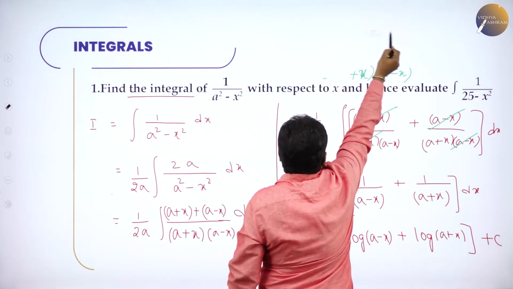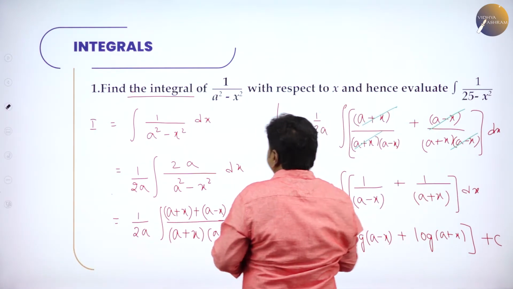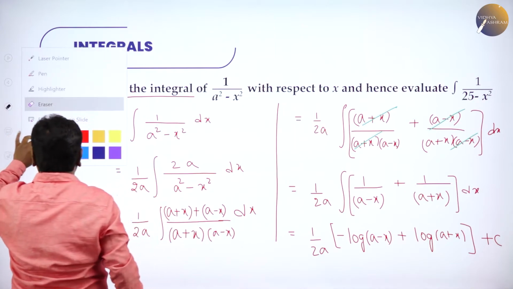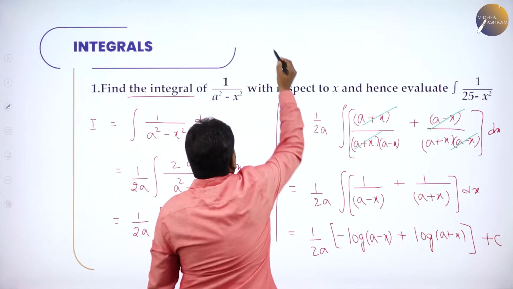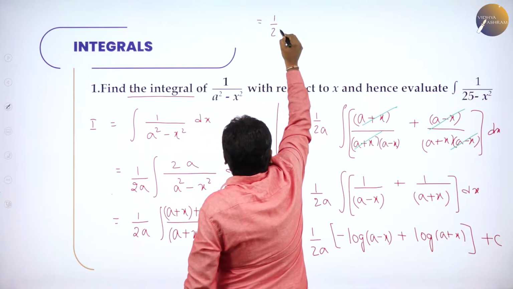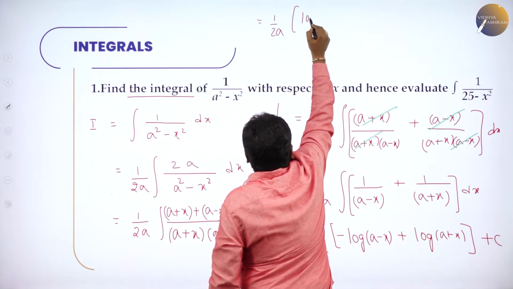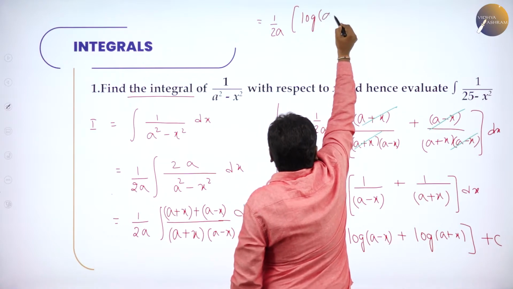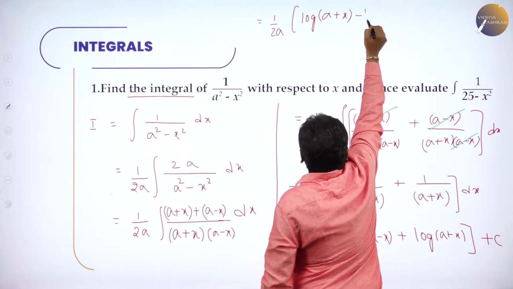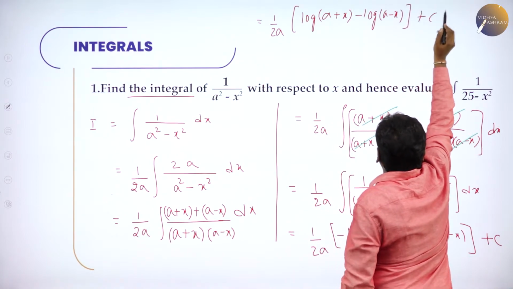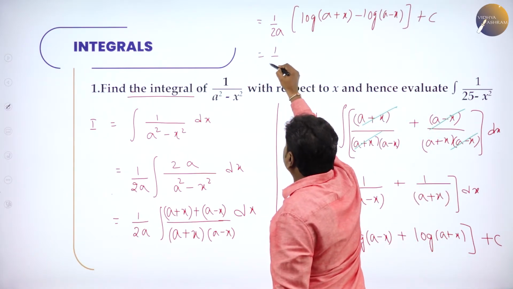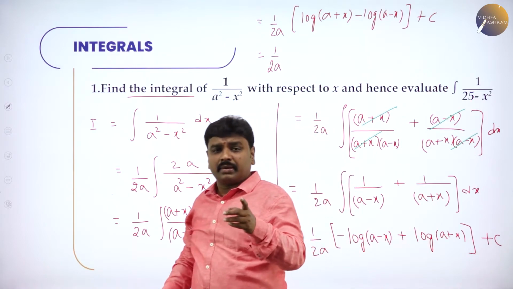Let us rearrange this. If you rearrange this, positive first, negative after. So it will become 1 by 2a log of a plus x minus a minus x outside, plus c. All of you know, log a by log b? What is log a by log b? Log a minus log b.